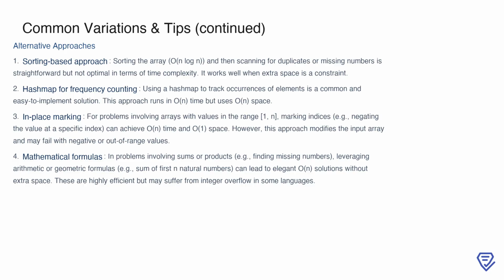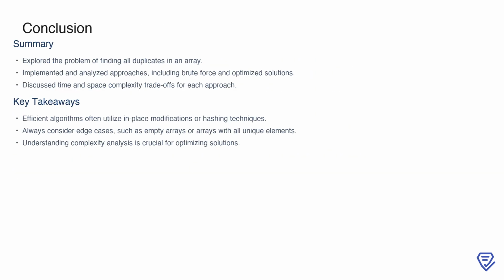By marking indices, such as negating the value at a specific position, you can achieve O(n) time and O(1) space. However, modifying the input array can be problematic in certain contexts, and this method may not work if the array contains negative or out-of-range values. Lastly, mathematical formulas, like the sum of the first n natural numbers, can provide elegant O(n) solutions without additional space. While highly efficient, these solutions may be prone to integer overflow in some programming languages, so care must be taken when implementing them. Great job!